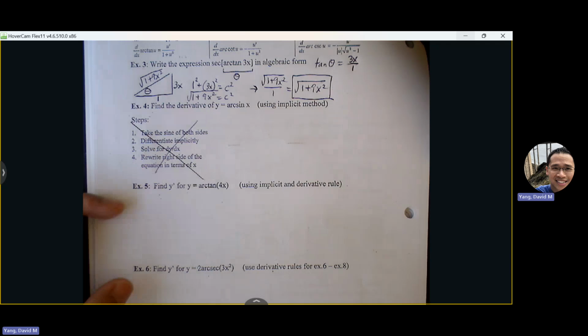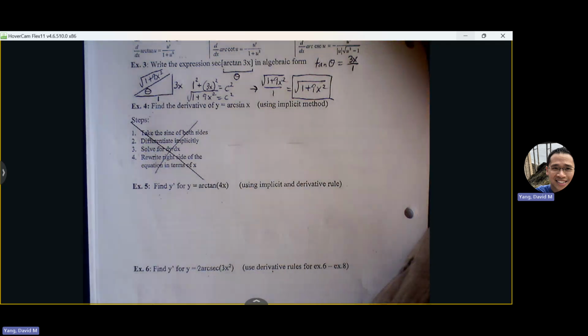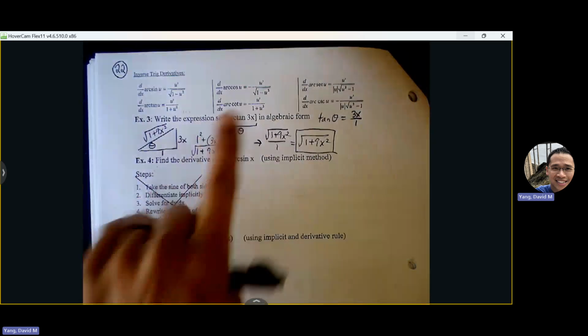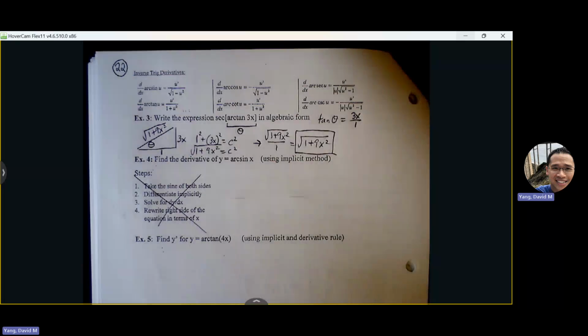Okay, let me just show examples 5 and 6 in terms of applying these rules, and then I'll talk about how I go about memorizing these rules here. So if we look at the top of the page here, we have the 6 derivative rules involving trig.